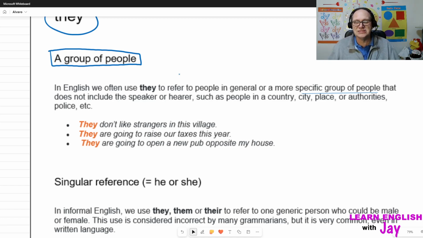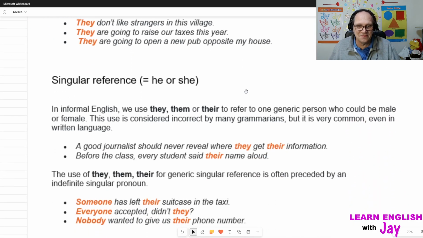They don't like strangers in this village. You are not part of that village. They are going to open a new pub opposite my house. You are not included in opening the pub. Unless you are involved, and then you can use the generic pronoun we. But if you're not involved, don't worry, you can use they.